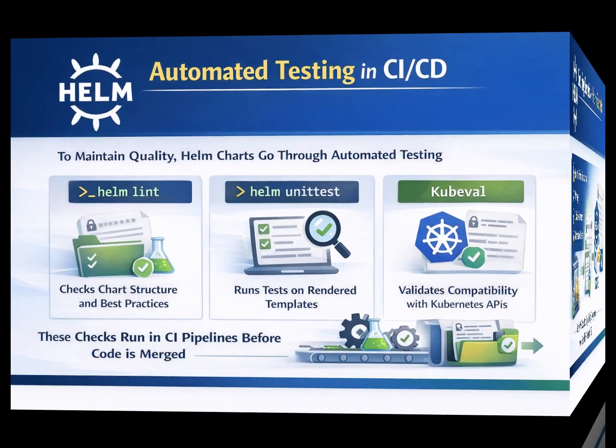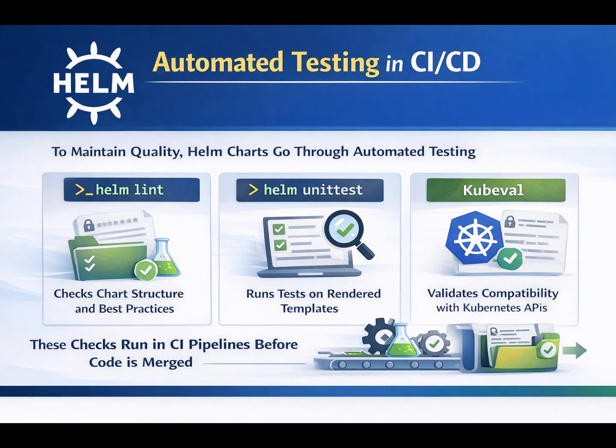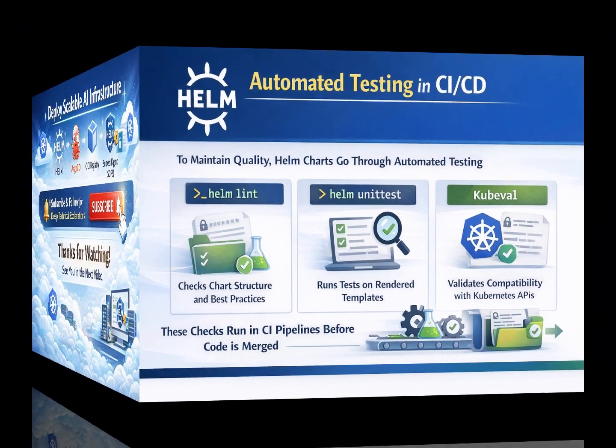Automated testing in CI/CD. To maintain quality, Helm charts go through automated testing. Common tools include Helm Lint, checks chart structure and best practices; Helm Unit Test, runs tests on rendered templates; and Kubeval, validates compatibility with Kubernetes APIs. These checks run in CI pipelines before code is merged.